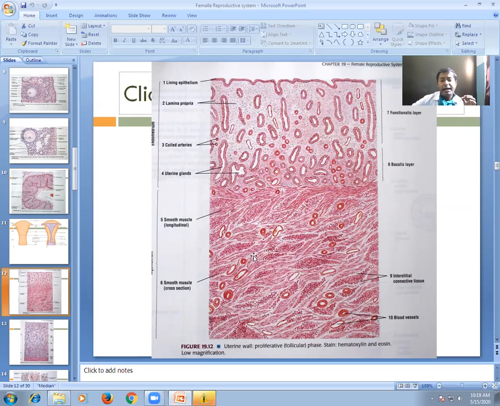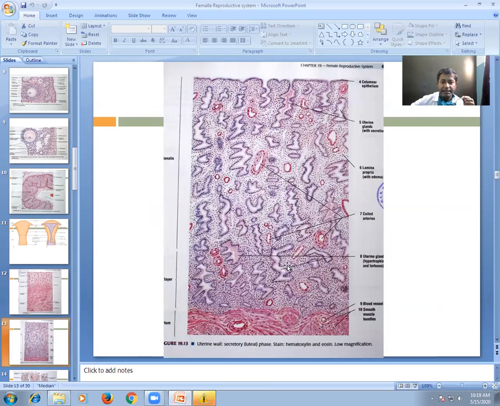Then the next layer is the myometrium. The name itself suggests that the myometrium consists of smooth muscle. So these are all smooth muscles. And the last layer is known as the perimetrium, which is the covering of the peritoneum.